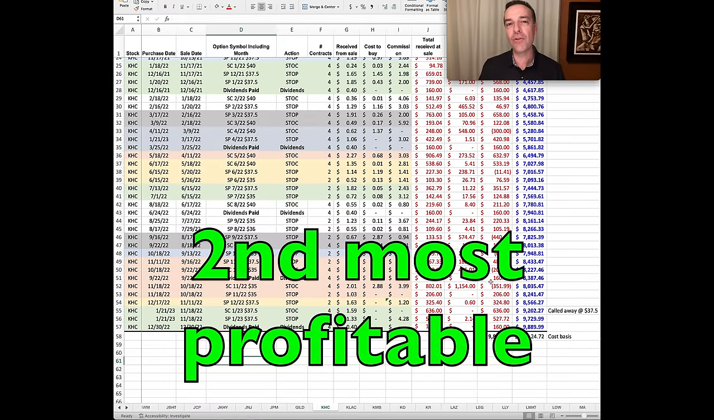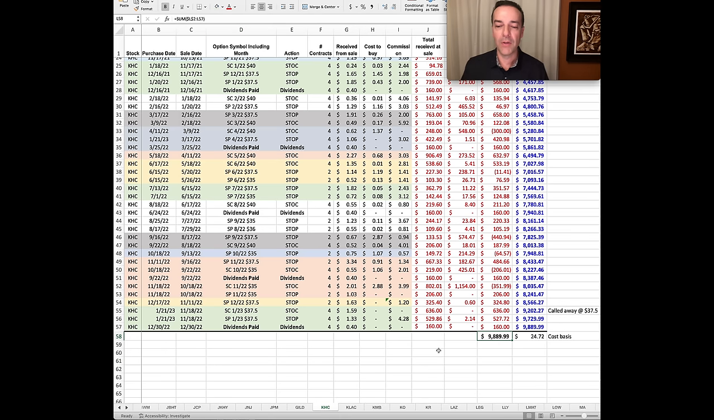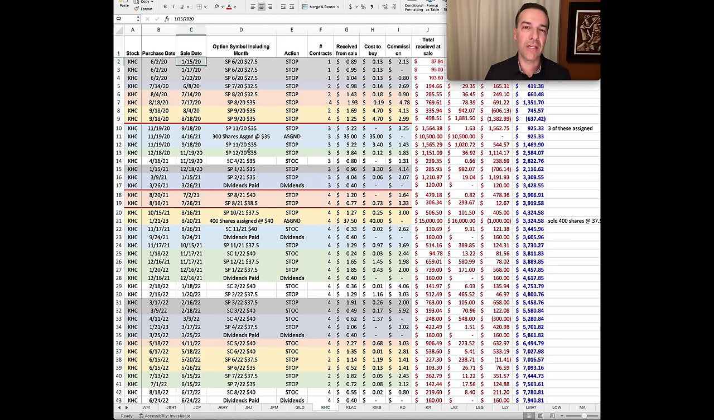Here you see the number two most profitable stock that I've done my version of the option wheel strategy over the past 3 years, and that's KHC, Kraft Heinz. Notice we've pocketed just under $9,900 over the past 3 years in Kraft Heinz. Now, looking back over our trading history in KHC, notice that this spreadsheet goes all the way back to January 15th of 2020, so getting close to about 3.5 years ago.